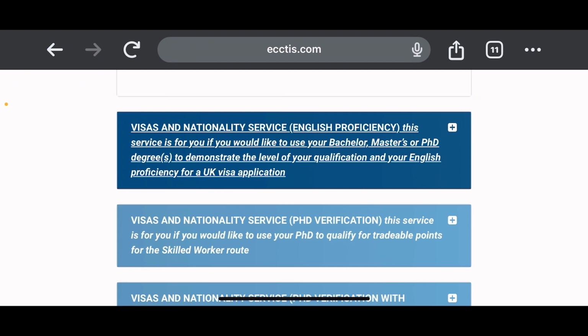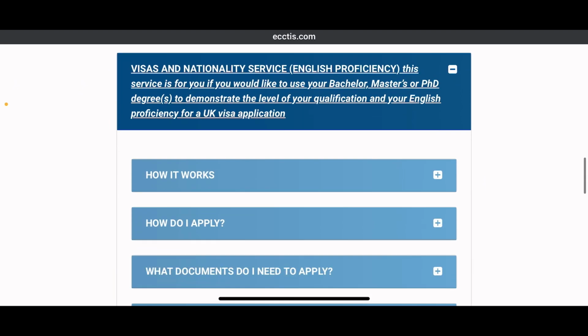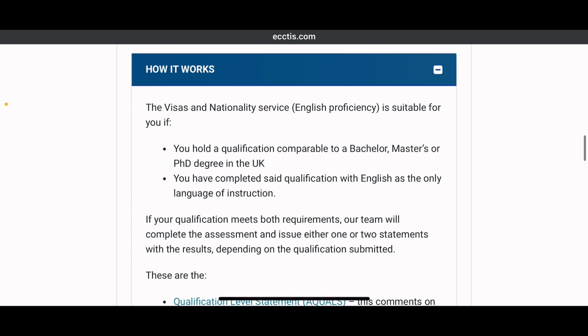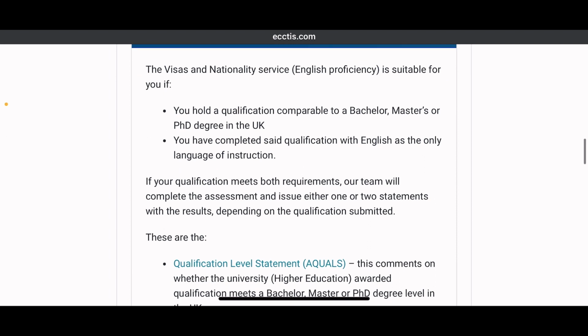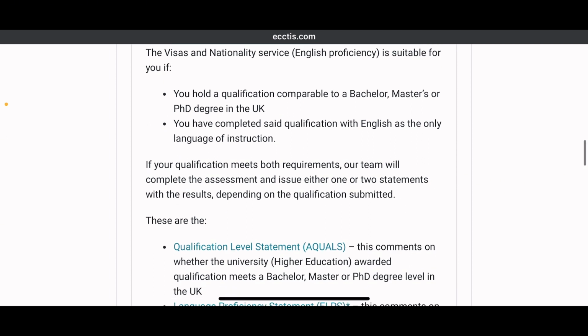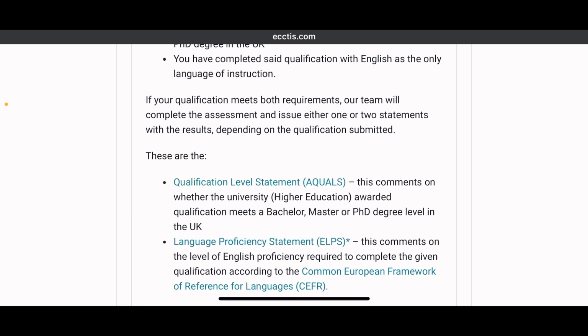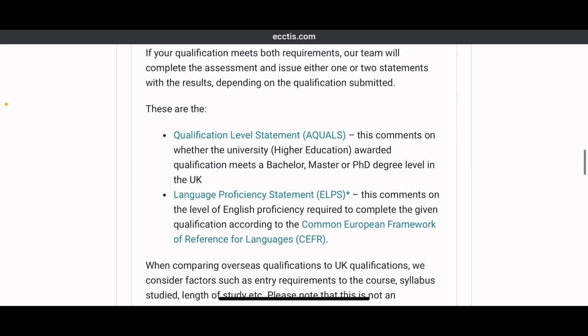So this particular one I'm talking about is Visas and Nationality Service, English Proficiency. Okay, how does this one work? The Visas and Nationality Service English Proficiency is suitable for you if you hold a qualification comparable to a bachelor's, master's, or PhD degree in the UK, and you have completed said qualification with English as the only language of instruction. If your qualification meets both requirements, our team will complete the assessment and issue either one or two statements with the result, depending on the qualification submitted.